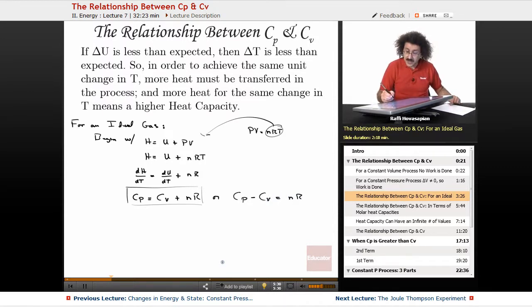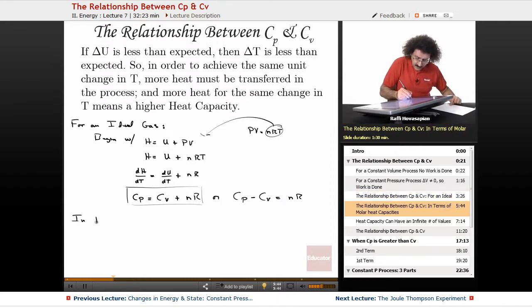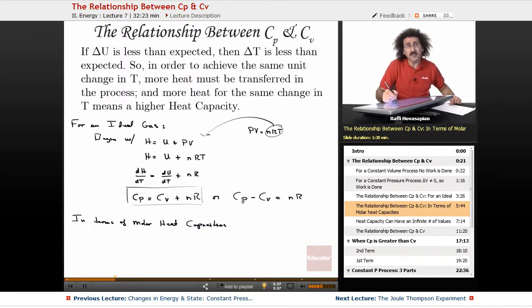That's it. Now in terms of molar heat capacities, whenever we say something is a molar quantity, it's per mole, which means just divide everything by n, the number of moles. So when I divide everything by n, what I get is the following. In terms of molar heat capacities, now this Cp is joules per Kelvin. When we divide by moles, we get joules per Kelvin per mole, the one we're used to seeing.